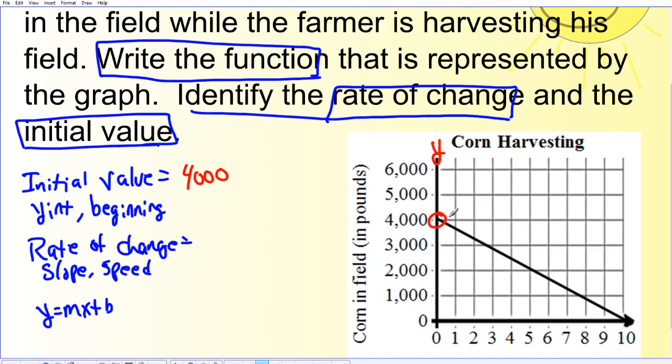Now, as the guy's harvesting, look what's happening to the corn. It's going down over time. Well, how fast is he plucking the corn from the field? I have to find the slope. So if you remember when we found slope from graphs before, I like to do something I call the counting box method. So I'm looking for where does my line go right through those lattice points.